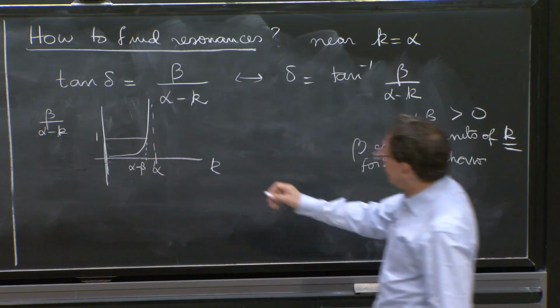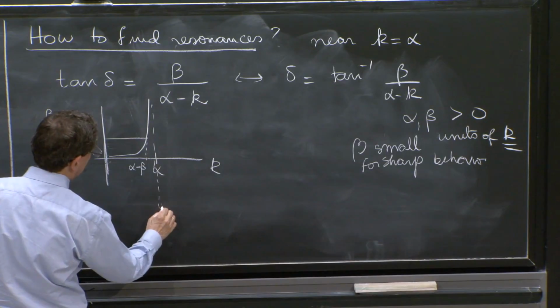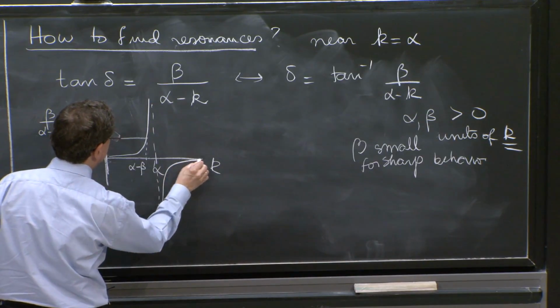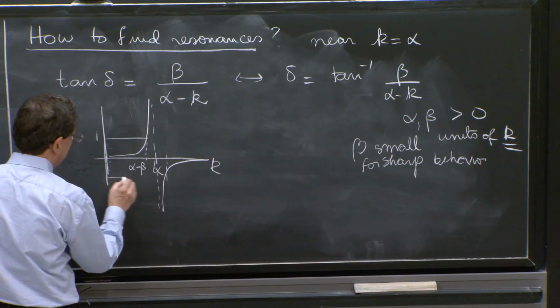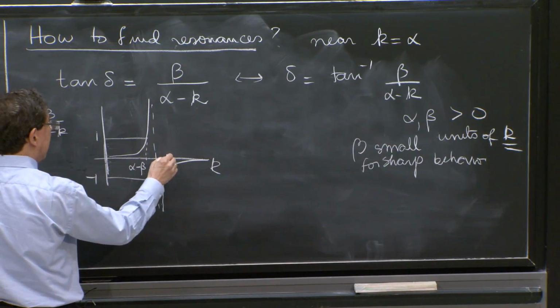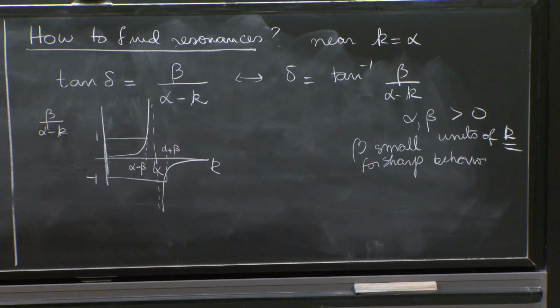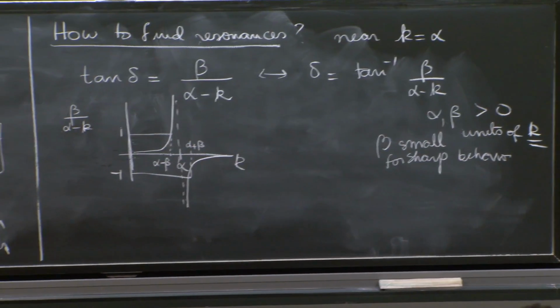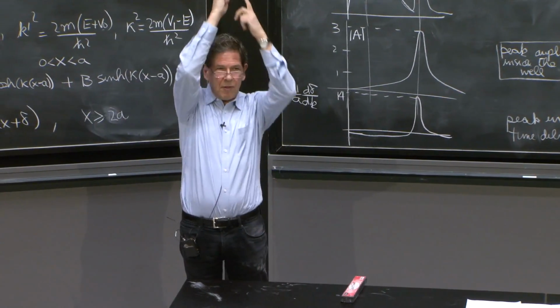On the other hand, here, it goes the other way. It goes from minus infinity back to 0. And has value -1 at alpha plus beta. So within minus beta and beta of the center alpha, most of the thing is happening.